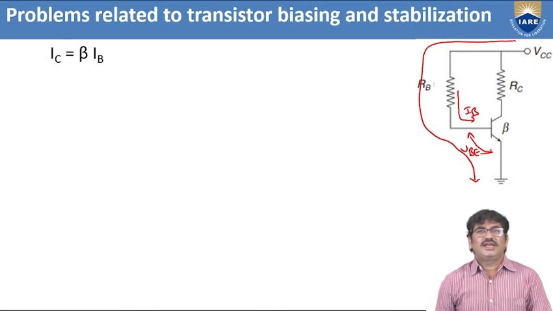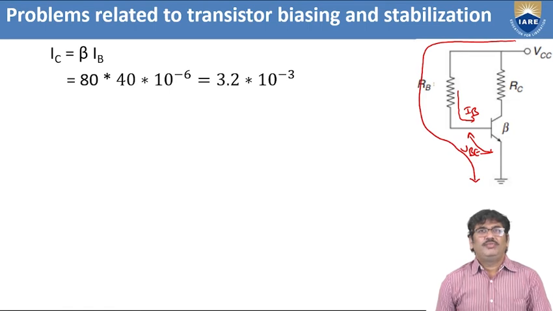In the problem, as IB is given, we can estimate IC is equivalent to beta times IB, substituting beta as 80 and IB as 40 microamperes. So you get IC is equivalent to 3.2 into 10 power minus 3, which is 3.2 milliamperes.